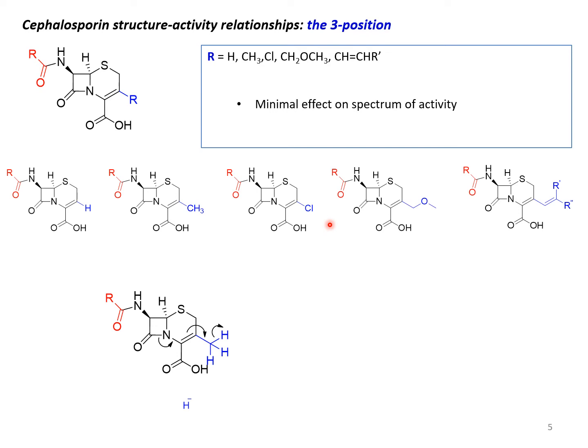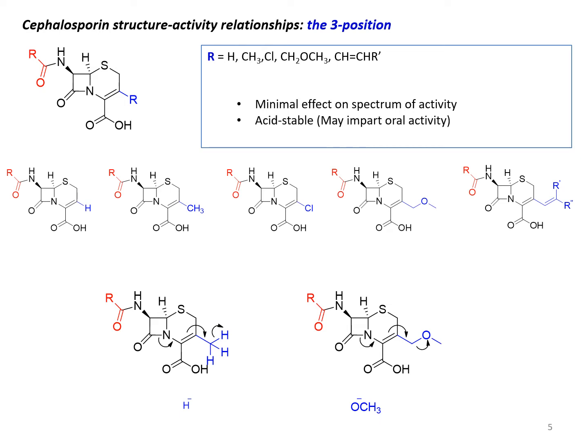Now, a chloride is, relatively speaking, a good leaving group, but in this case, it's directly attached to carbon 3, and similar to the hydride, it doesn't have empty orbitals to accommodate the developed negative charge. In the case of the methoxymethylene, the leaving group in this case would be a methoxide. Now, it is true that oxygen is a good electronegative atom, but the charge in this leaving group is localized. So based on all that, cephalosporins with such substituents are considered acid stable, thus if absorbed well, they would be orally active.